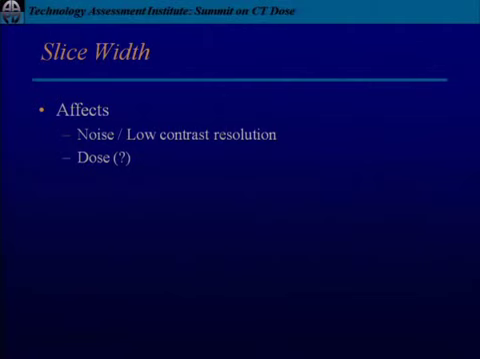Okay, slice width. I like to think of slice width as being kind of the size of the bin that we're going to use to collect photons with. And the wider that bin, the more photons we can collect in that slice. So we know that slice width will affect the number of photons in any given slice because of the bin size. So it will affect noise and it will affect low contrast resolution. Well, what about dose? If you don't change anything else, dose is independent of slice width.